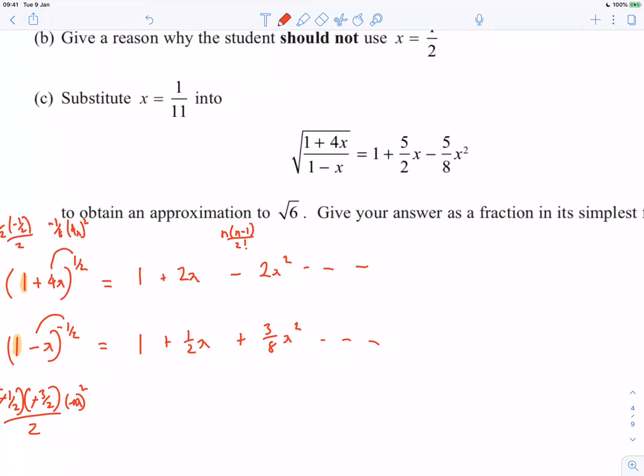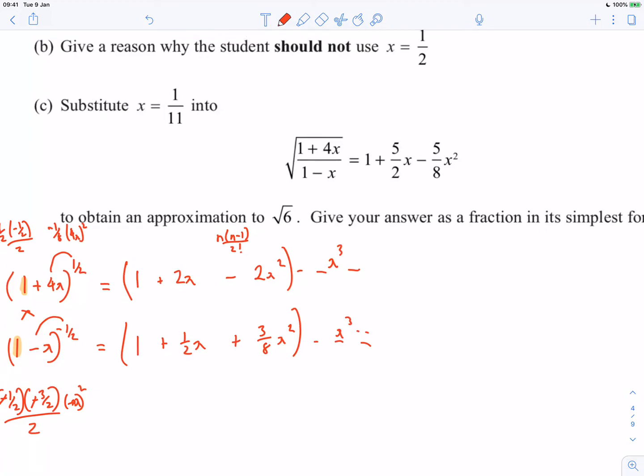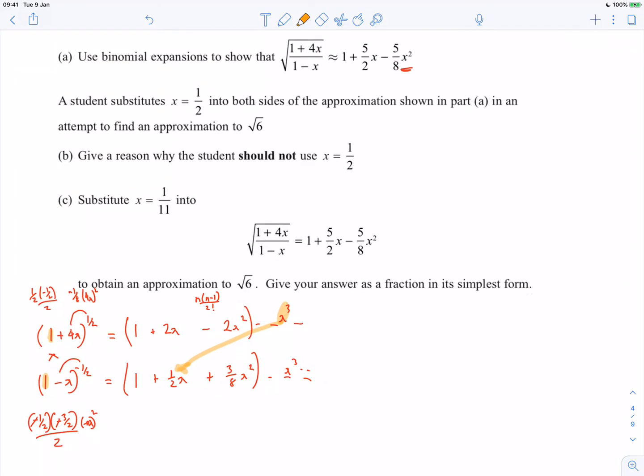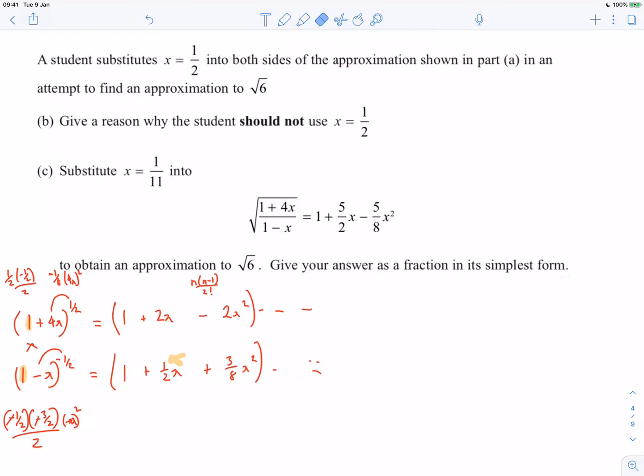Now, since these two are being multiplied together, I'm going to have to multiply these two things. The reason why I don't have to include the x cubed terms is because if I consider x cubed times anything else, it's going to give me an x cubed term or higher, and I only care about the x squareds. So really, I only have to consider up to the x squareds.